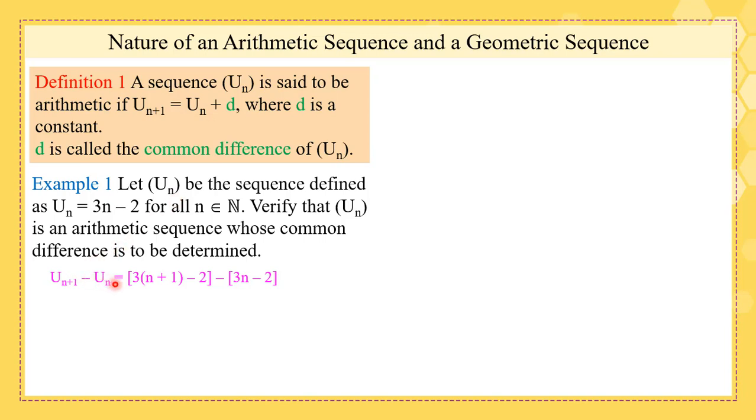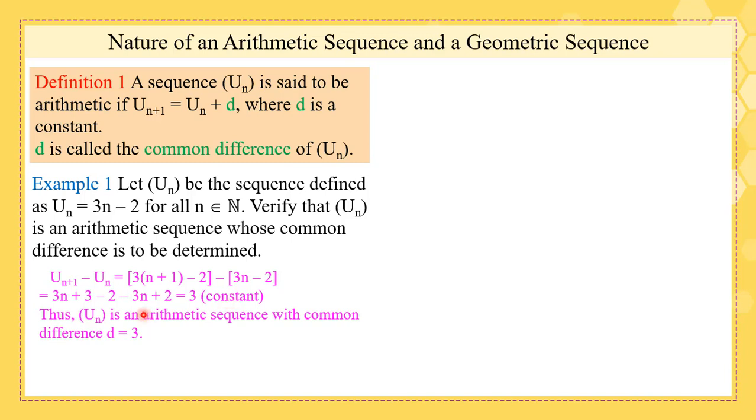Un plus 1 minus un is 3 into n plus 1. We replace each n by n plus 1 in un: minus 2 minus 3n minus 2, and this would be 3, which is a constant. Thus, we can say that un is an arithmetic sequence. Now, what is the common difference? The common difference is going to be the constant itself, which is d.